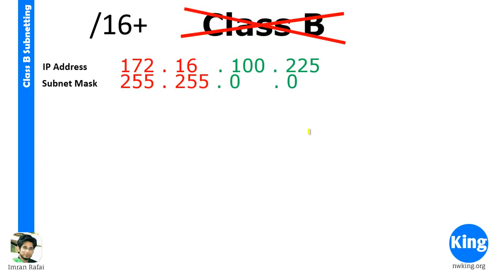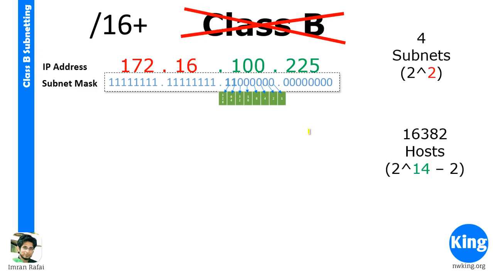172.16.100.225, the same IP address, but this time we're going to break it into 4 subnets. From what we know already, to break a network into 4 subnets, we borrow 2 bits. This is the 2 borrowed bits. From the same formula, 2 bits gives 2 to the power 2, which is 4 subnets, and 2 to the power 14, which is the number of zeros, minus 2 is 16,382 valid hosts. How do we get the first network ID?